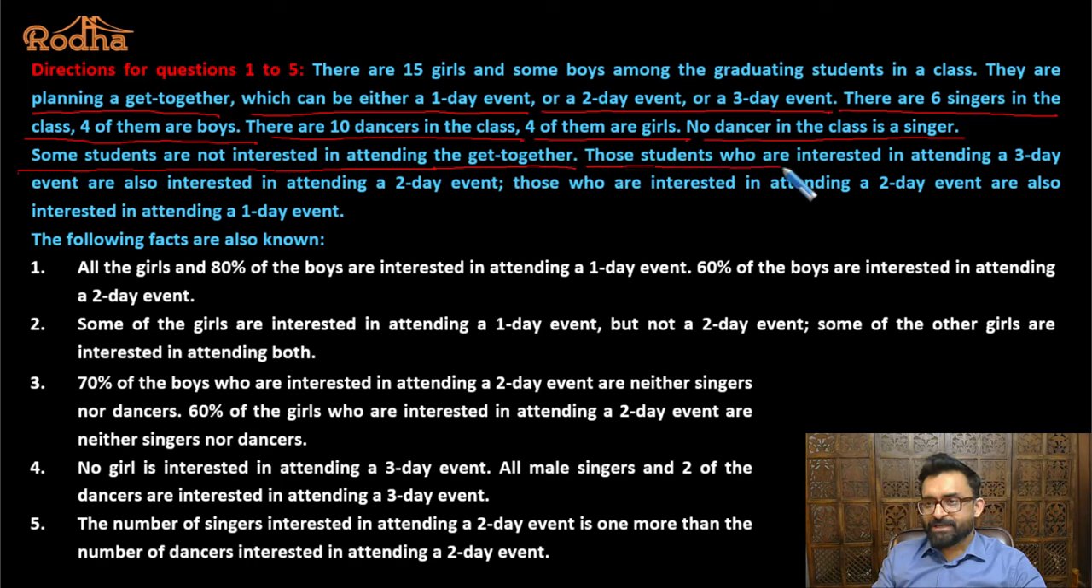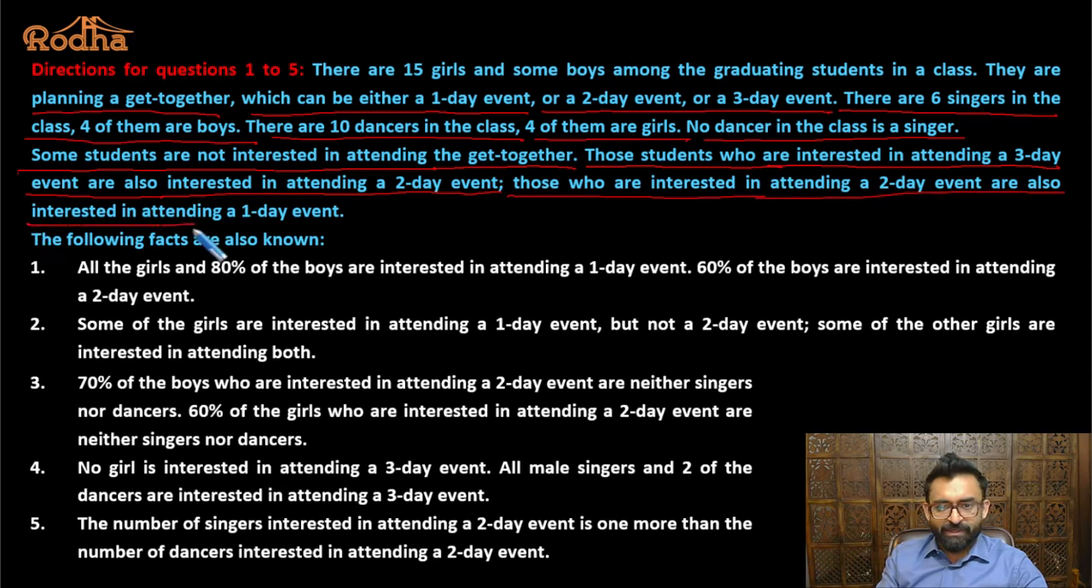Those students who are interested in attending a 3-day event are also interested in attending a 2-day event. Those who are interested in attending a 2-day event are also interested in attending a 1-day event. So basically people are saying, let's do a 3-day event, otherwise a 2-day event, otherwise a 1-day event. Those who are ready to come for the maximum 3 days are saying we can come for 2 days also. And those who are ready to come for 2 days are saying I am ready to come for 1 day also. Let's have a get-together somehow.